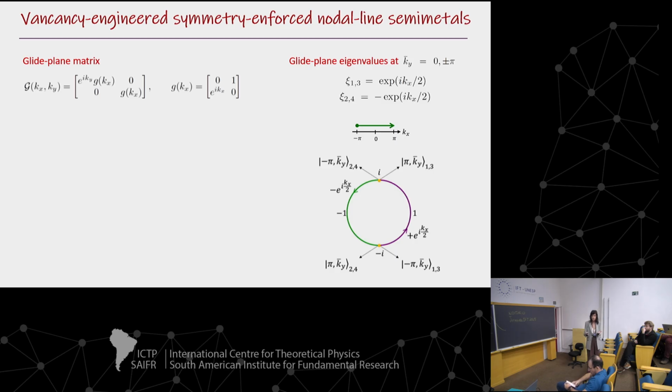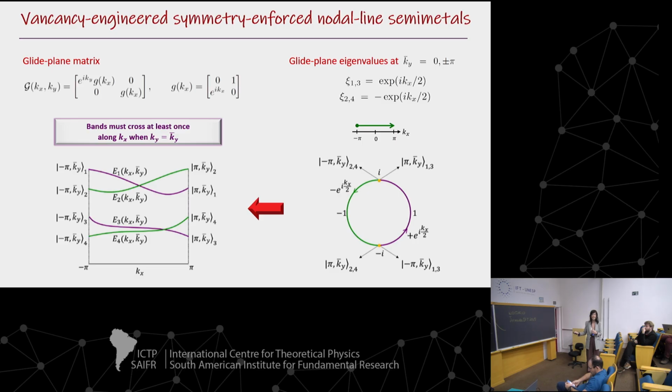And what this means for the eigenenergies of the Hamiltonian, which commutes with the glide plane operator, is that the swap of the eigensectors from minus pi to pi necessarily means that these four bands have to cross somewhere, anywhere, along this kx direction. So because this state becomes this one, and this state will have to become this one, according to this degeneracy here, the energies will have to cross somewhere along the kx direction. So this band degeneracy is unavoidable.